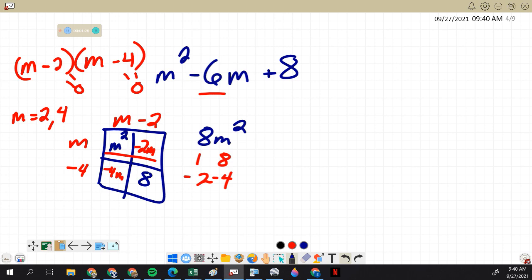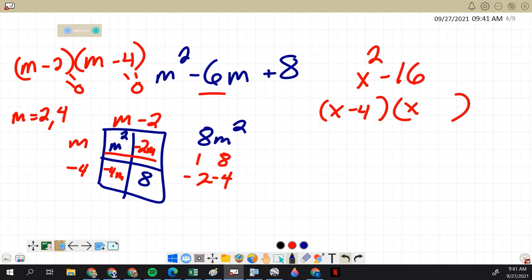What if I had something weird like this? There's no middle term. It's called a difference of perfect squares. It's x times x and 4 times 4, and there's a subtraction in the middle. And those factor into what we call conjugates, x minus 4 and x plus 4.